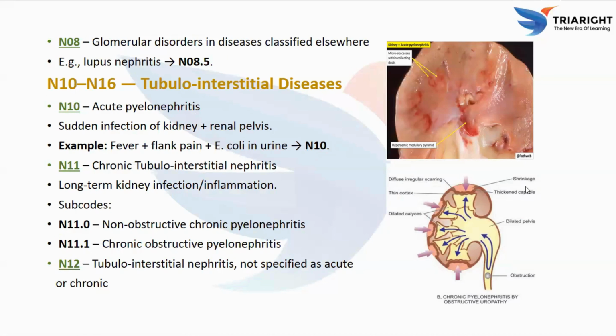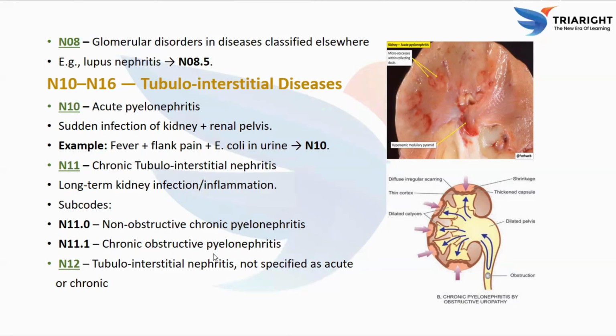So next is the N08 code, which we use for glomerular disorders in diseases classified elsewhere. This code is used when kidney glomerulus damage is secondary to another disease. For example, lupus nephritis, which we code N08.5. Lupus affects many organs, including the kidneys, causing inflammation of the glomeruli.